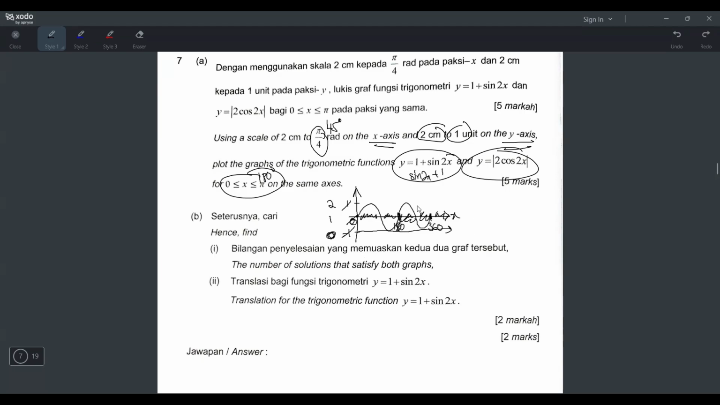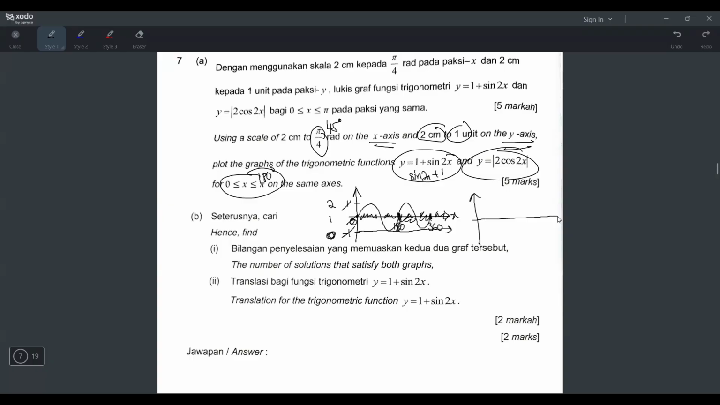Okay, but this is in a testing version lah. And I know later I will erase this part because the soalan wants me to draw until pi only, 180 only. Okay, now let's do the testing one for this, which is y equals modulus 2 cos 2x, right?